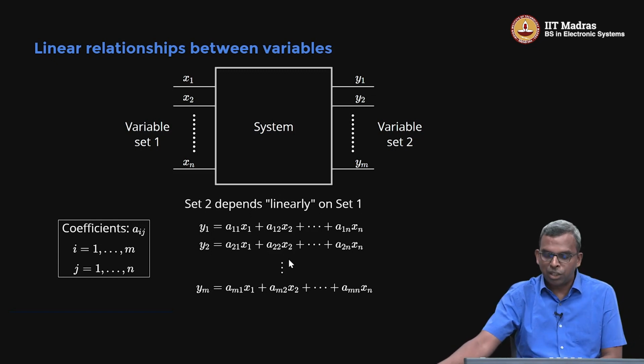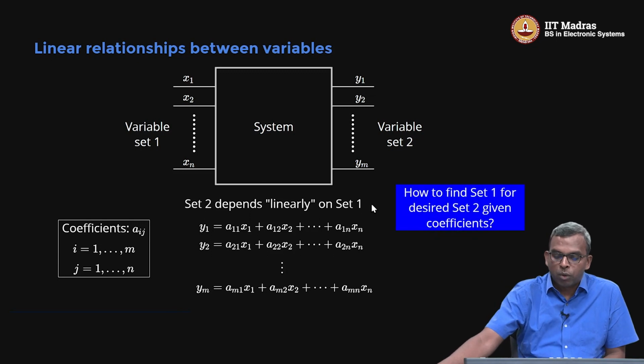But what are the kind of questions you may ask here? You may ask, okay, so for instance in this equation, if I know all the set 1 variables, right, if I know x1 to xn, and let's say I know the coefficients also, given the coefficients and given x1 to xn, it's very trivial to find y1 to ym, right? It's just if you know x1 to xn and if you also know these aij's, you just multiply, add, you get the y1 to ym. This is very easy, okay?